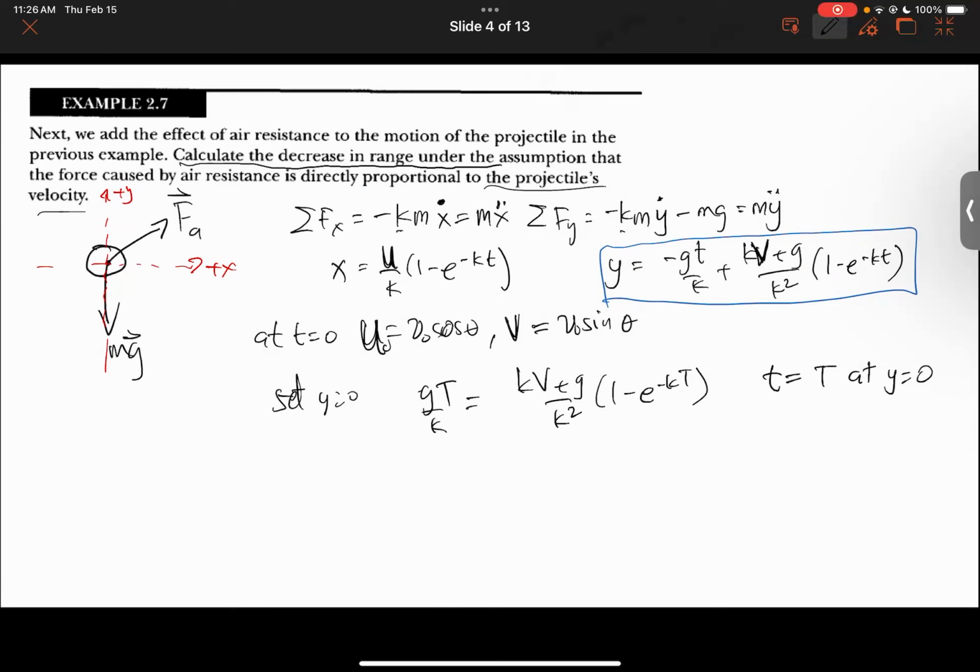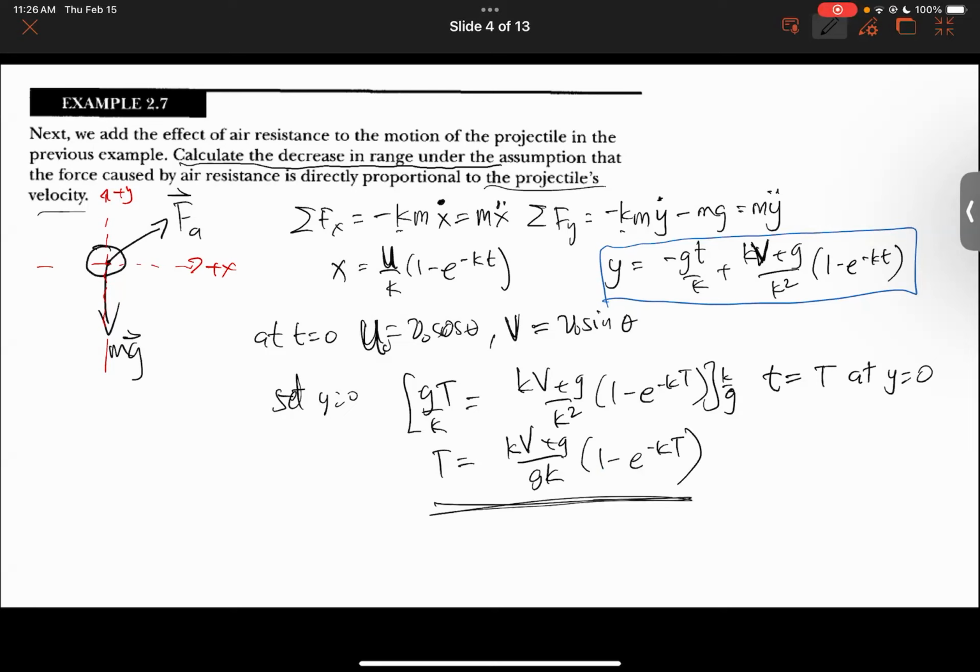Okay, and then ano mangyayari dito? So t is equal to, so I just multiply all of these by k over g para ma-isolate yung t sa left-hand side. So we have k v plus g over g k, 1 minus exponential minus k.